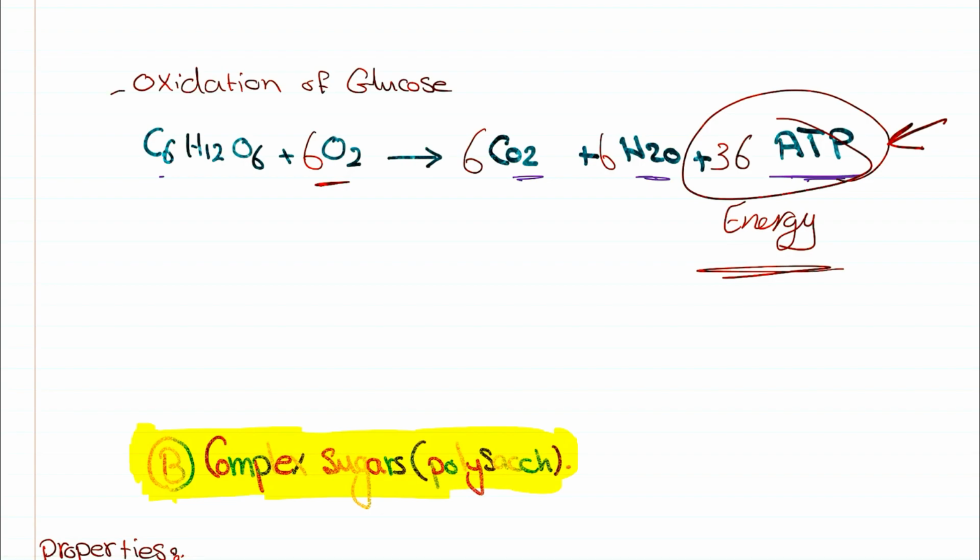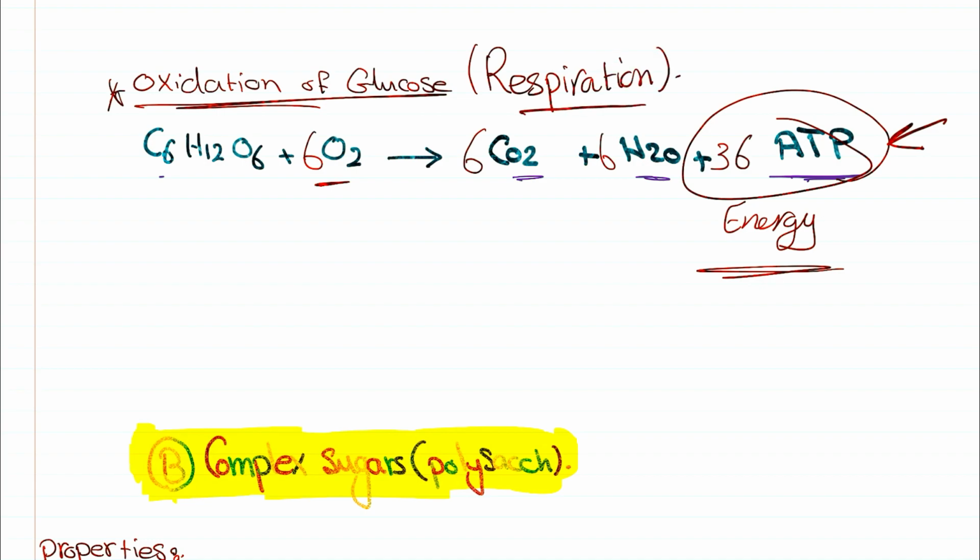Sometimes we call it oxidation of glucose, but the scientific name of this process is respiration. And by the way, this respiration is completely different from breathing. Breathing is taking gases in and out, but respiration is a chemical process inside each cell of your body, breaking down the glucose to get the energy used for keeping you alive.